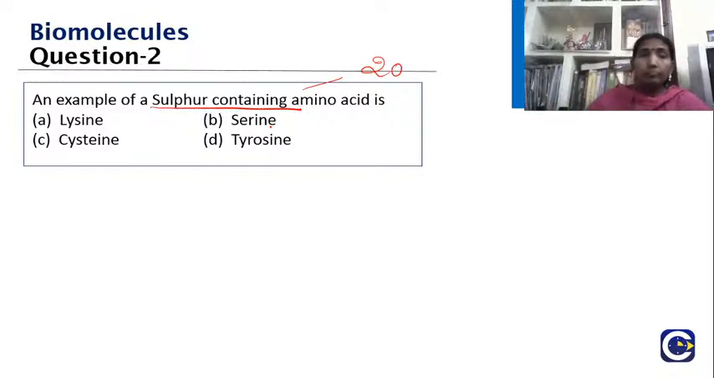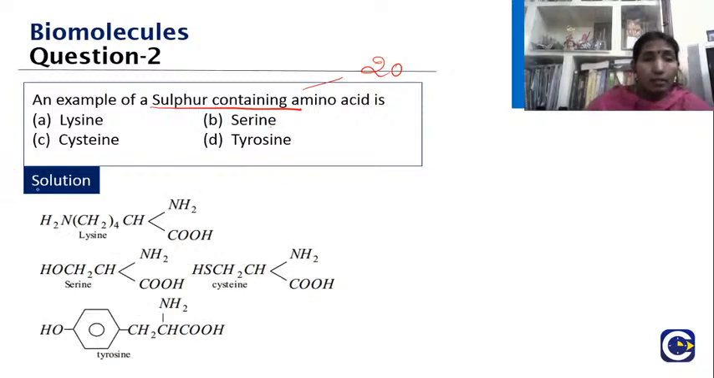Which is the amino acid that has sulfur? Yes students, you are all right, it is none other than cysteine. You can see lysine, serine and tyrosine. Tyrosine comes from phenylalanine as a precursor. All these don't have sulfur, but cysteine has it. So the sulfur containing amino acid you can observe in cysteine. So the answer is cysteine.